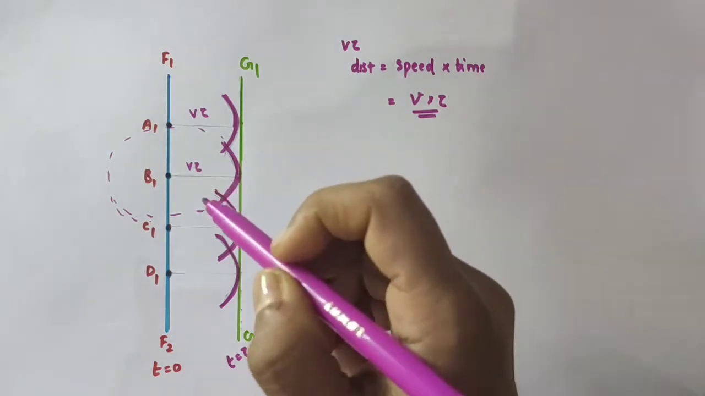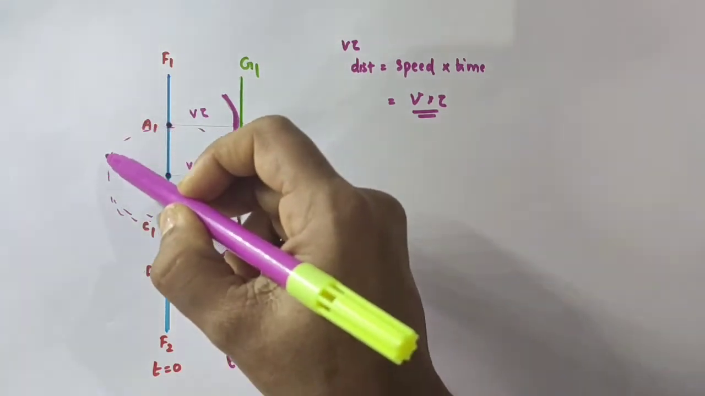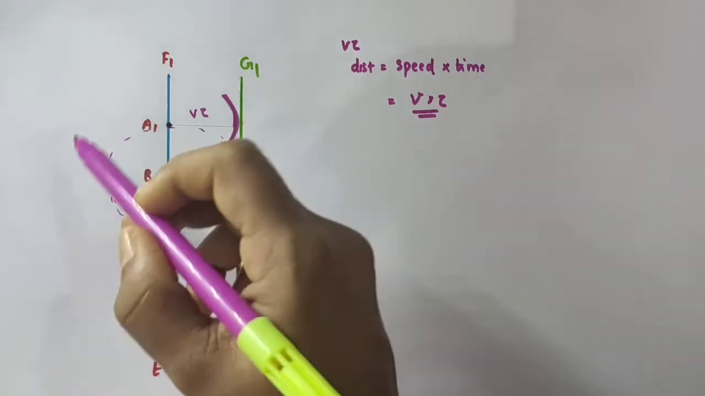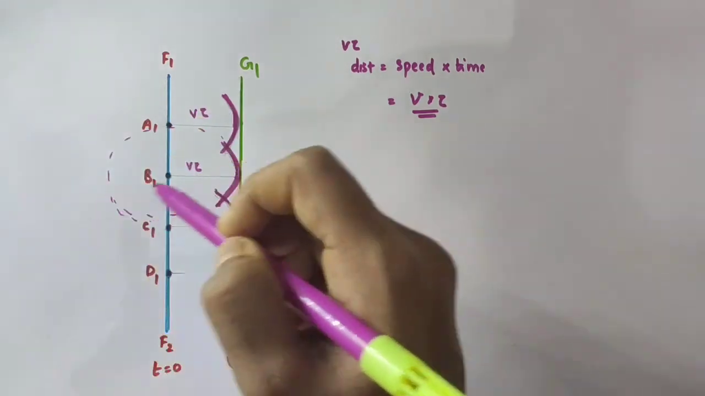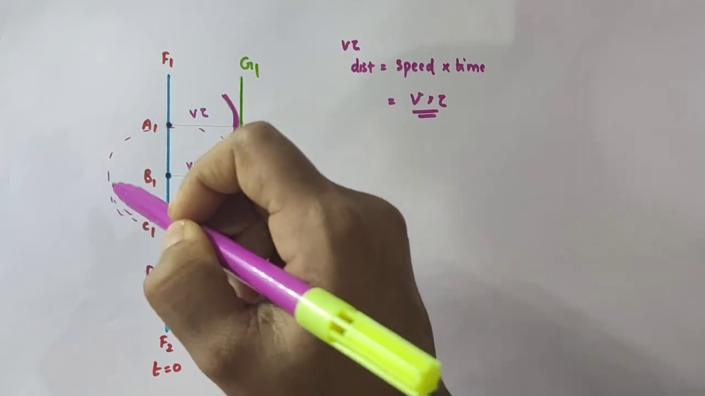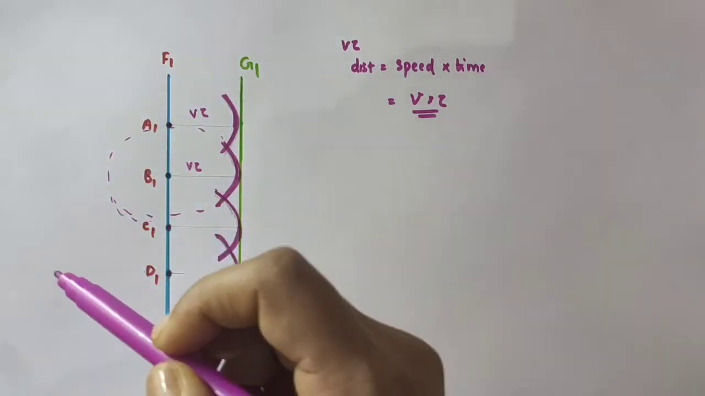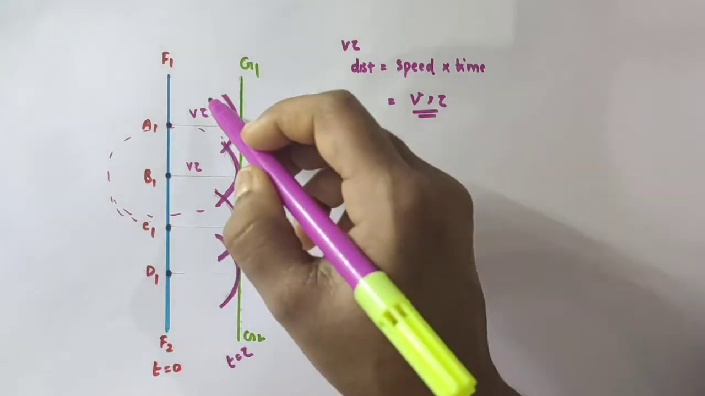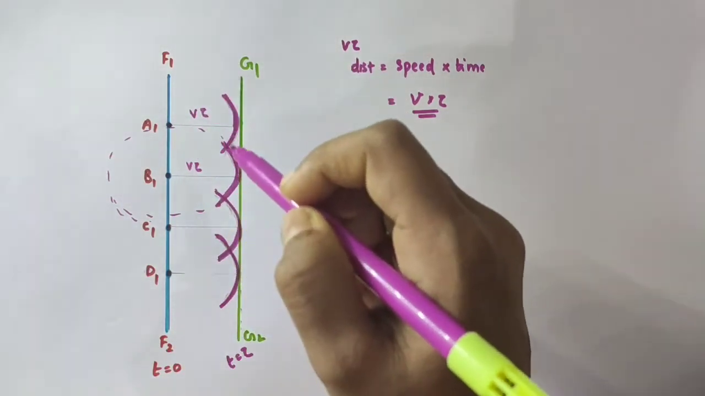Since backward doesn't exist, we don't want to consider this portion, these portions of the secondary wavelets on this side. Actually, these are spheres now, so the portions of the secondary wavelets are here too. But we don't want to consider the portions of the secondary wavelets on this side because backward doesn't exist. We want to consider only the portions of the forward secondary wavelets.